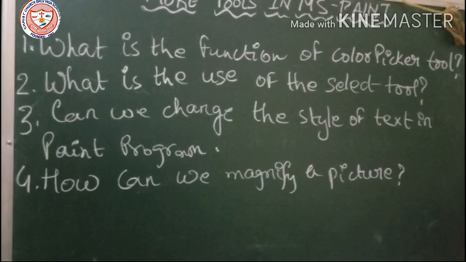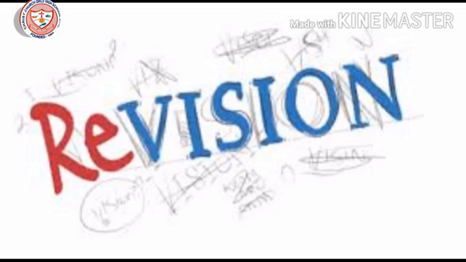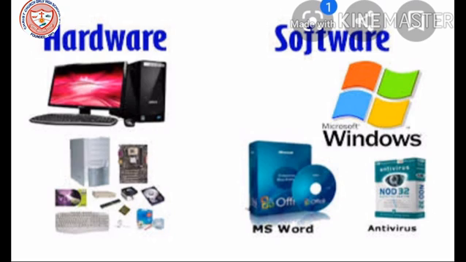Now let's revise the chapter Hardware and Software. You are going to go through the chapter very well. Read the chapter line by line so that any confusion, any sort of problem does not come. Let us revise the important points that we have already done in the chapter briefly.